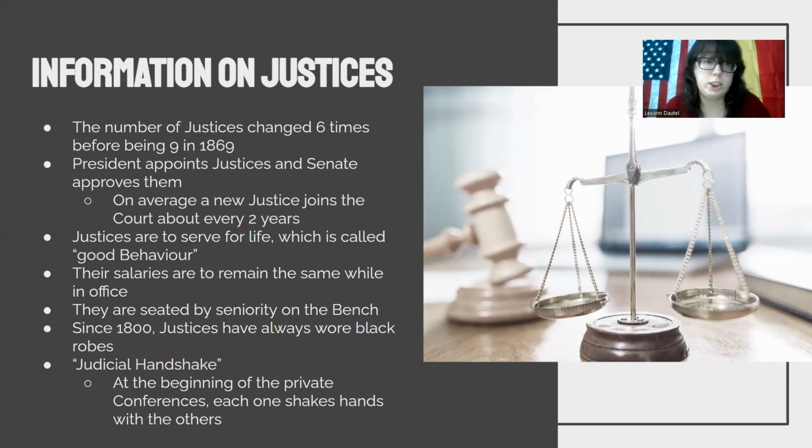The way they're seated on the bench is by seniority, and since 1800, justices have always worn black robes. At the beginning of private conferences to deliberate on cases that have been brought to the Supreme Court, as the Supreme Court doesn't see every single case that is brought to it, as they are deciding on which cases to take, they have a handshake where they shake hands with one another, and it's called the judicial handshake.